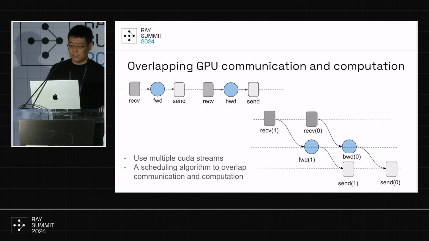As a result, a receive stream, a computation stream, and a send stream are used, and these operations run on different streams and can be overlapped. As we can see, the receive operation and the forward can be overlapped, and backward and send can be overlapped. This reduces the time to finish the execution.